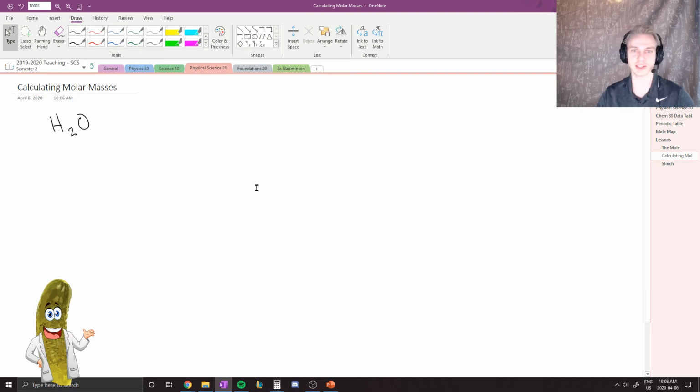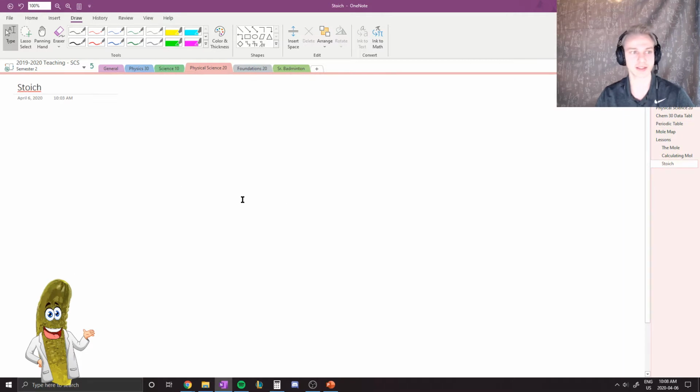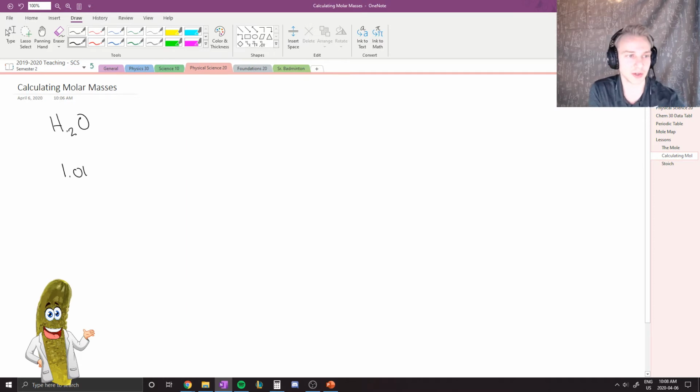Well, what we would need to do is go back to our periodic table and look at hydrogen. Hydrogen has a molar mass of 1.01. Now, that would work if there was one hydrogen, but here we can see based on this little subscript that there are actually two of them. So what we need to do with this number is multiply it by 2.